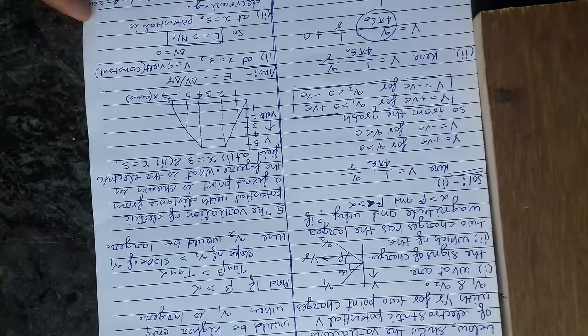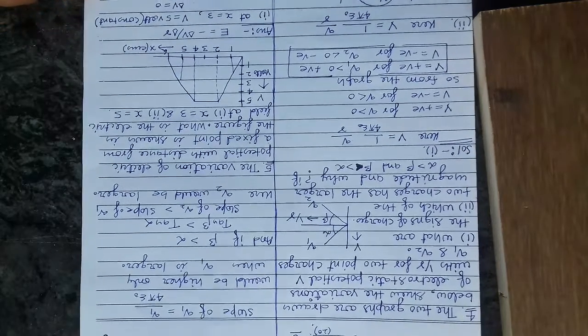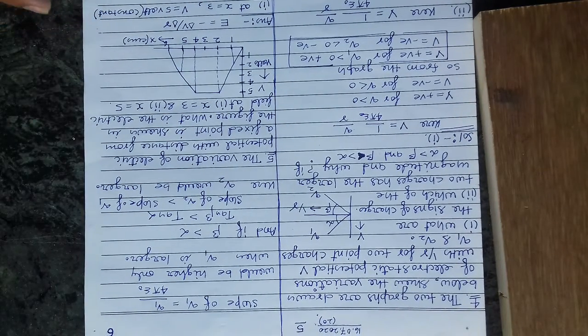Okay, you see, the slope of q1 basically is q1 upon 4 pi epsilon naught. So the slope of q1 would be higher only when q1 is larger, because the slope of q1 is q1 upon 4 pi epsilon naught. This would be higher when q1 is high.